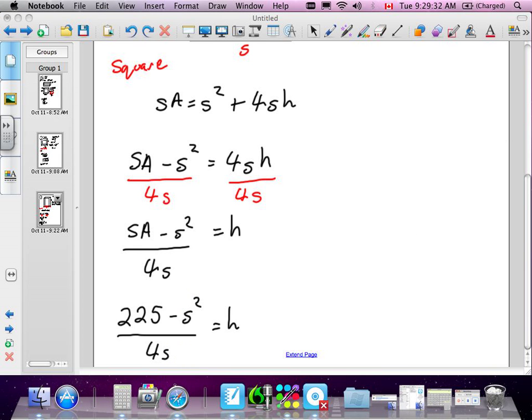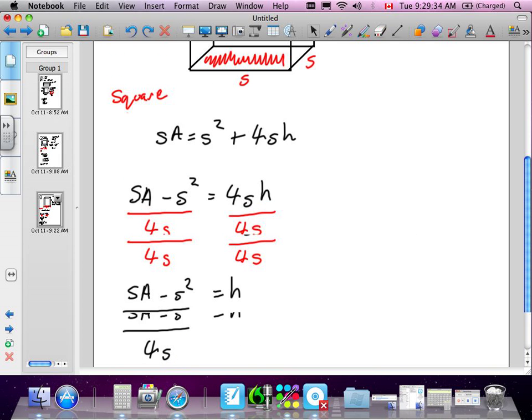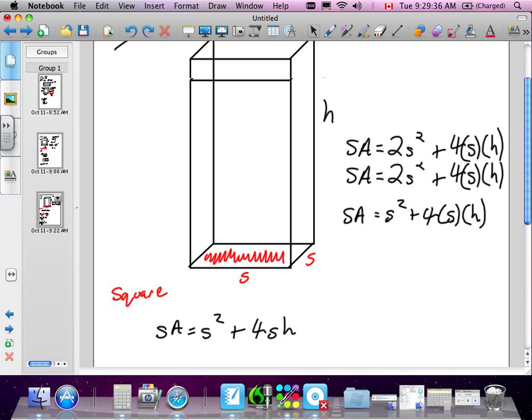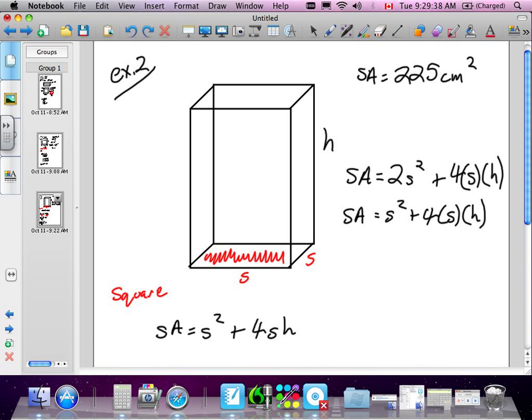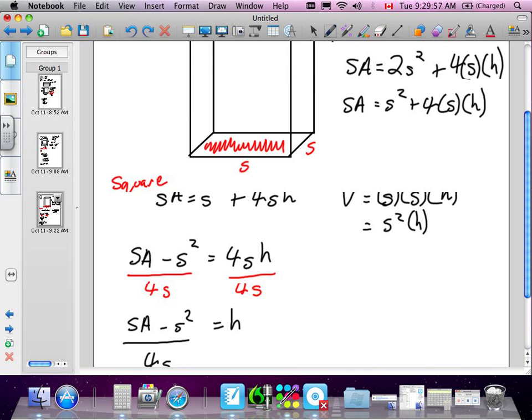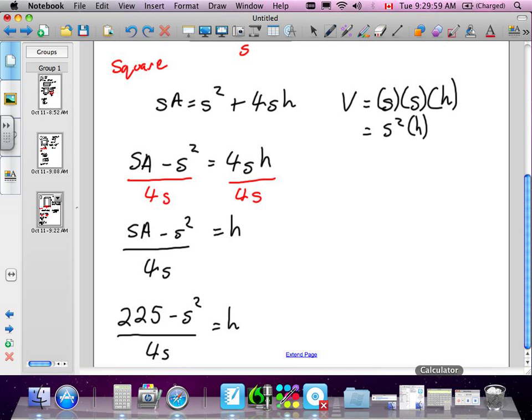So we're going to build a chart. Sorry, one last thing we do need to know is how to find the volume of this shape. And because it's rectangular, we're just going to multiply the side by the height. Okay? So the volume of this shape would be S times S times H, which is also the same as S squared times H. Okay? So we're going to build a chart now.